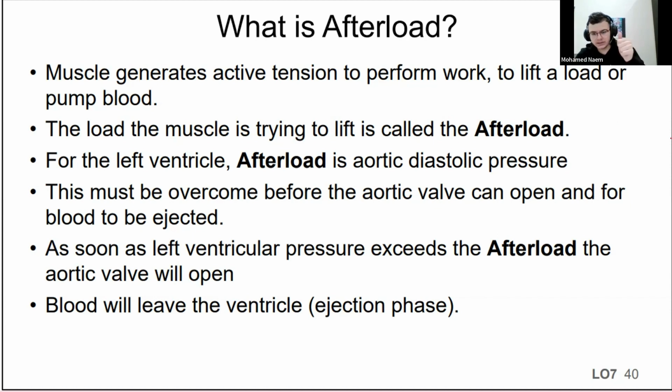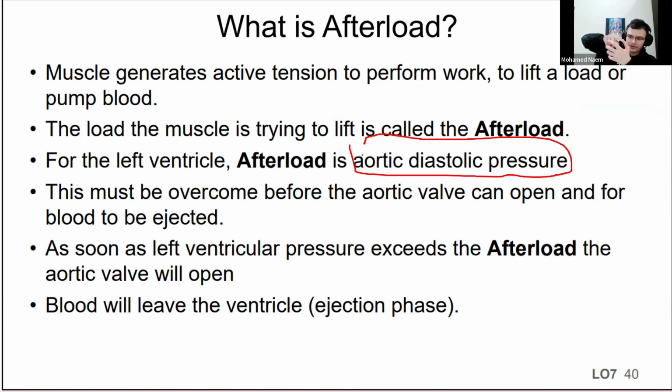Okay, it is clear. For the heart, the afterload, or what you're working against, is the aortic diastolic pressure. What is the aortic diastolic pressure? Normally, the ventricle is filled with blood, right? Why doesn't that blood just go directly into the aorta with no pumping? Because the pressure inside the aorta is higher than the pressure inside the ventricle. If the heart is not pumping, the blood does not go up. Why does the heart produce this strong contraction? To make the pressure inside the ventricle higher than the pressure inside the aorta.